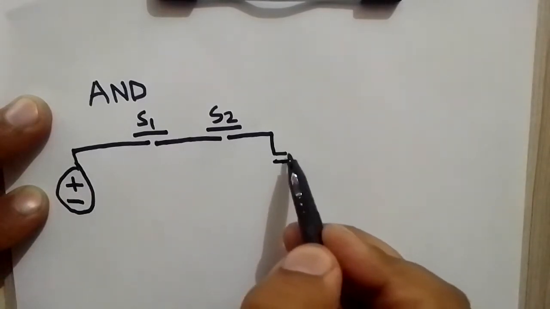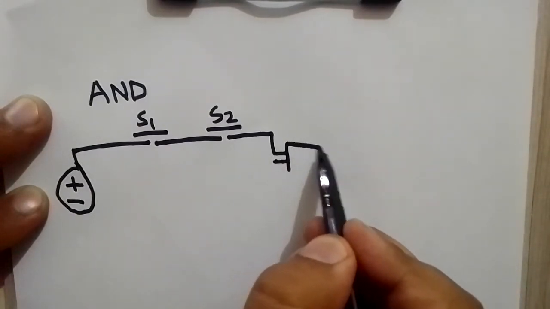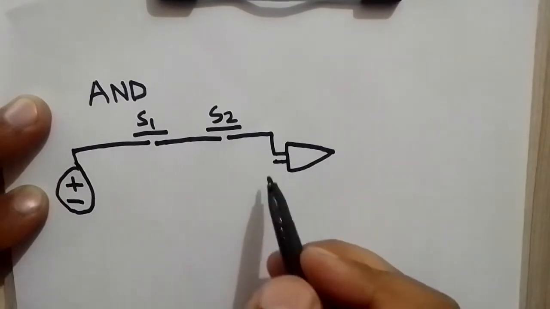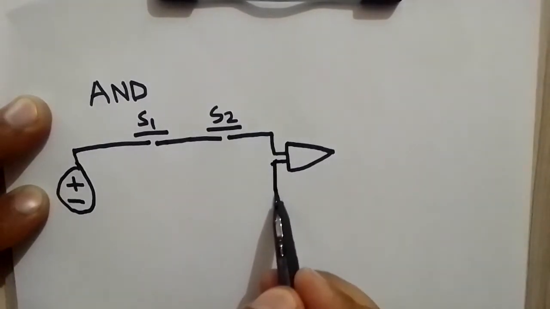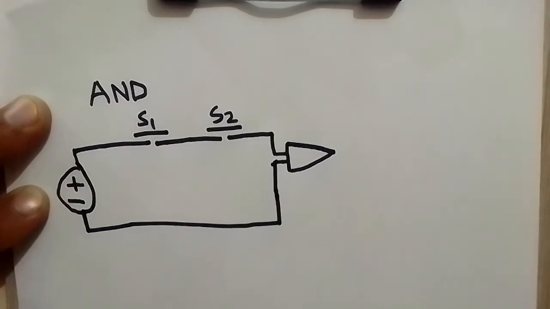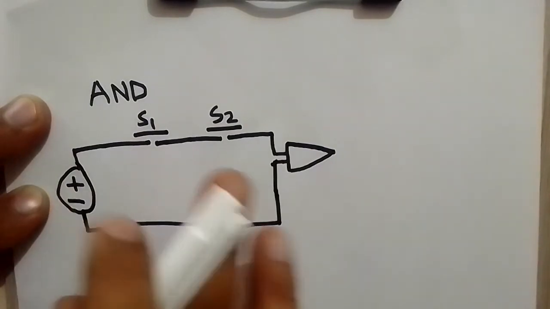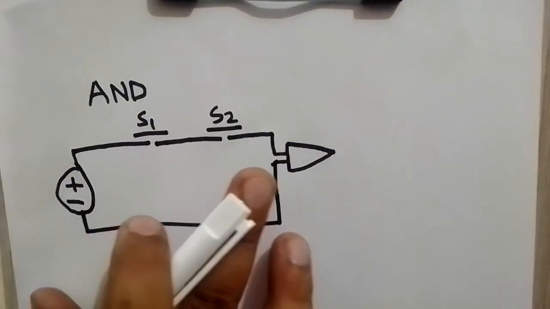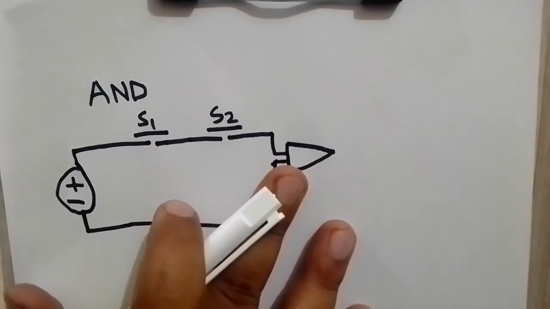So this is the bulb, and this is the complete circuit, a series circuit, in which two switches are connected in series. When both of these switches are open, the bulb will be off.